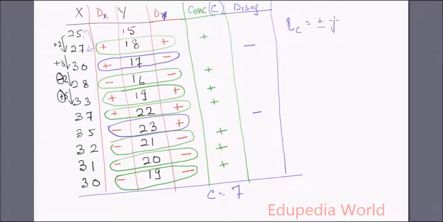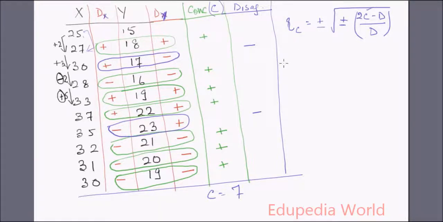and the formula, let me write the formula now, is equal to plus or minus root under, again plus or minus (2C minus D) divided by D. Now we have plus or minus both inside the root as well as outside. I'll explain this in a while. So we have got the value of C here.